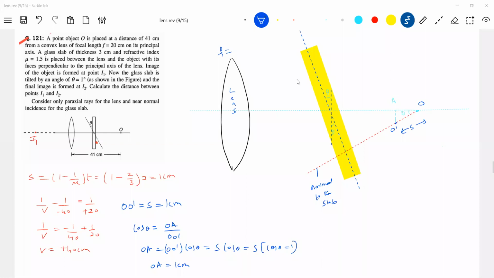Now AO dash we will calculate. What is sine theta? AO dash by OO dash. So AO dash equals OO dash sine theta. Theta is very small, so sine theta will be theta, and this is in degrees. So 1 degree is pi by 180, and OO dash is 1 centimeter. So everything will become 1 into pi by 180 centimeter.